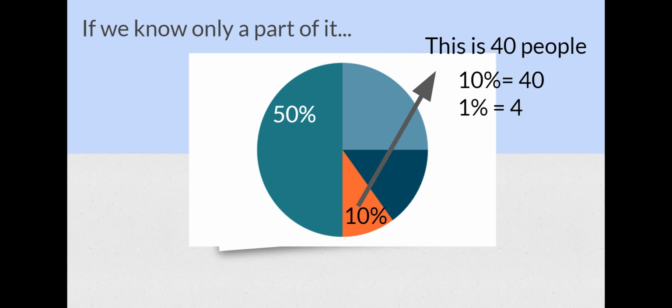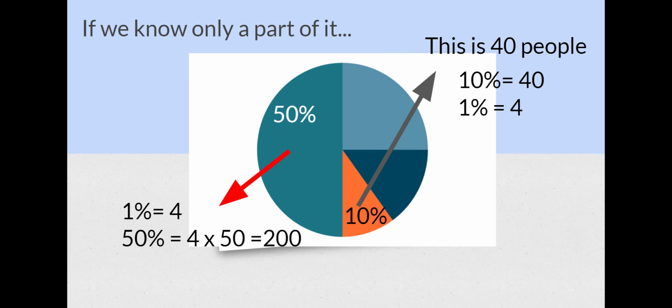Actually, it is a very good idea to always find what the 1% of it is, so that you can find either any part of the pie chart or the whole pie chart. For example, if you want to know how many people there are in the 50%, you just need to multiply 50 by 4, which is 200. If you want to know the total, then 4 will just be multiplied by 100, because 100% is the total.